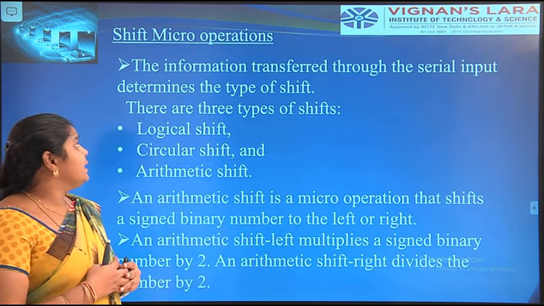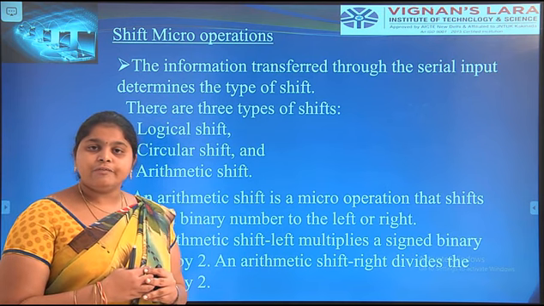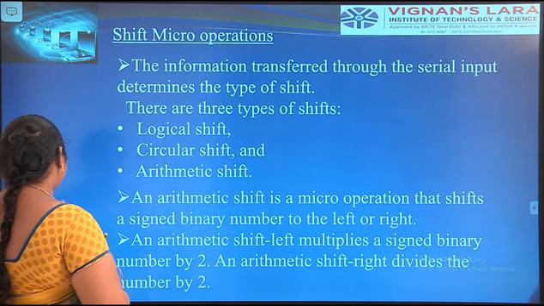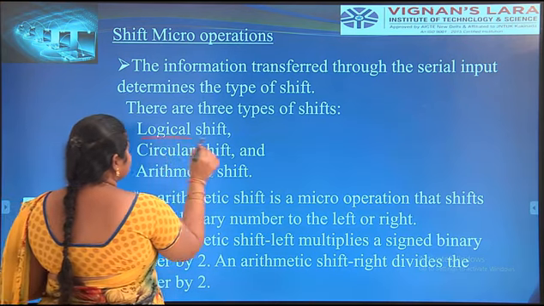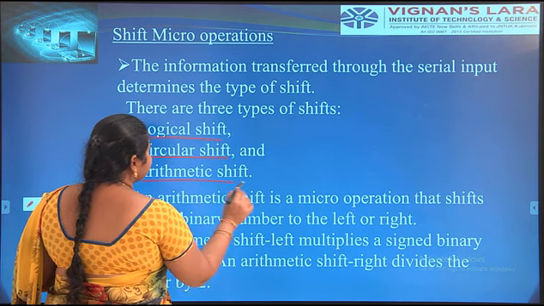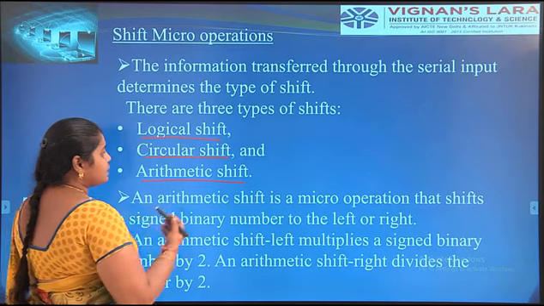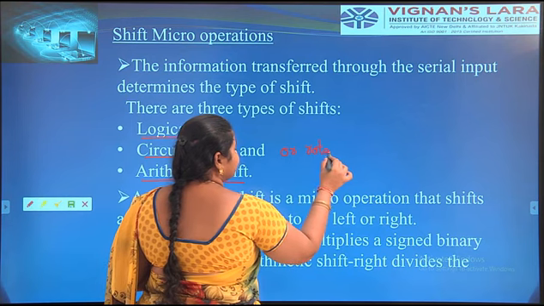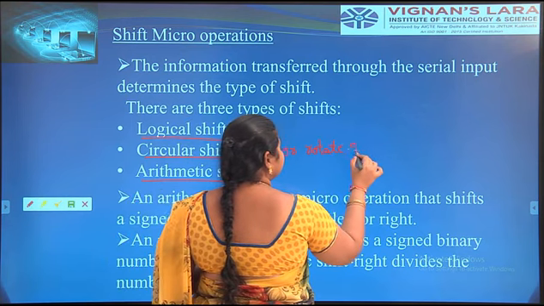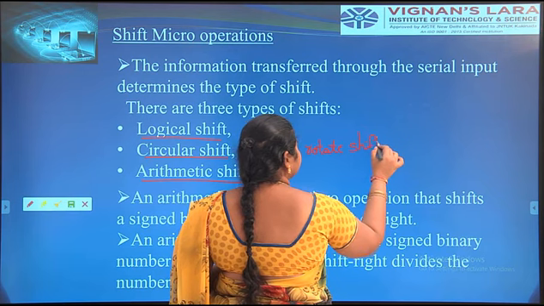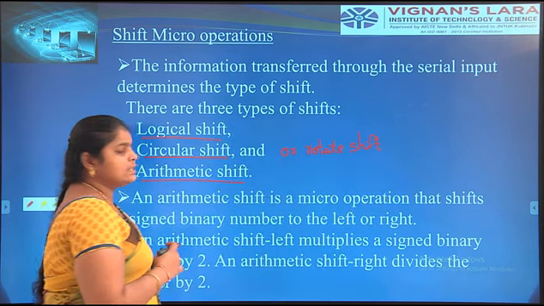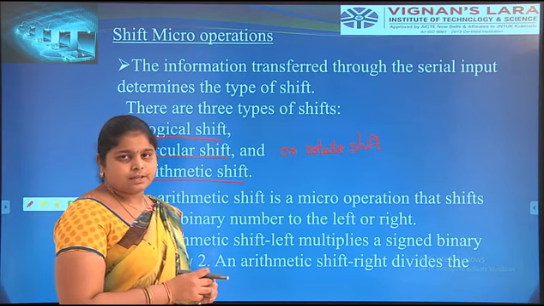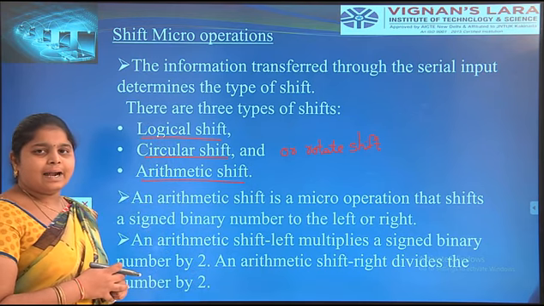Next, shift micro operations consist of three types: logical shift, circular shift, and arithmetic shift. Circular shift is also known as rotate shift. In the earlier class we already discussed the logical shift and circular shift. Now we discuss the arithmetic shift.